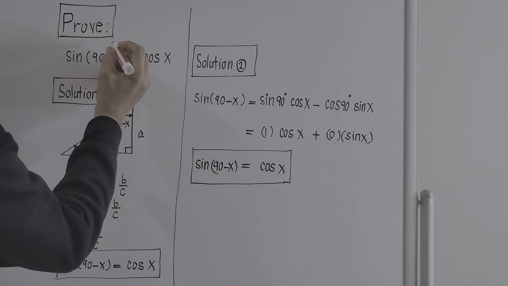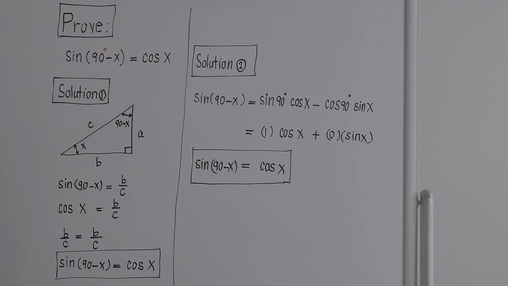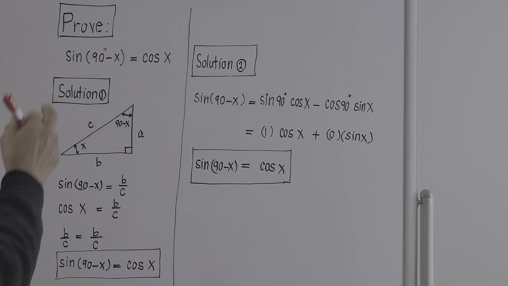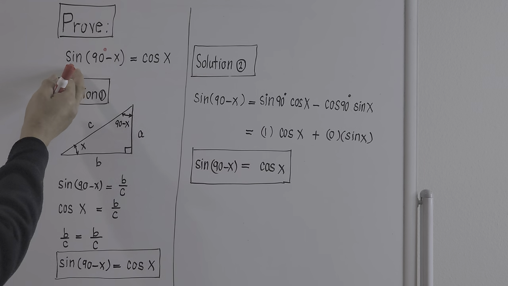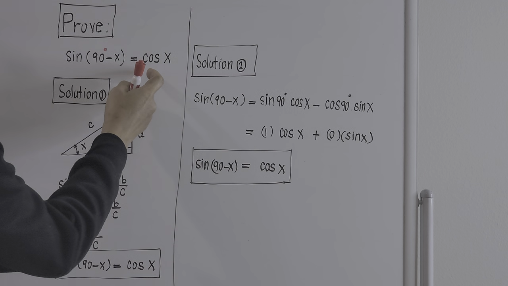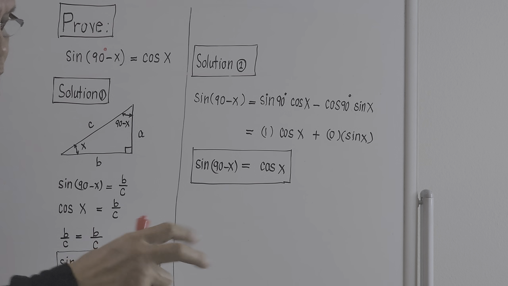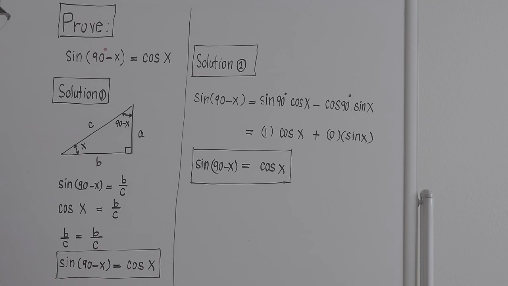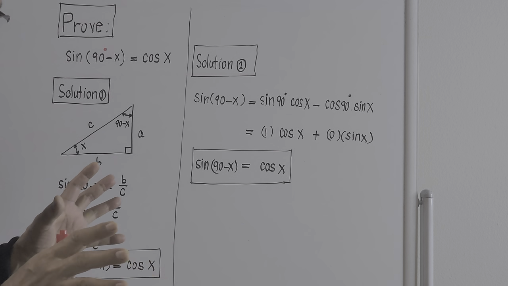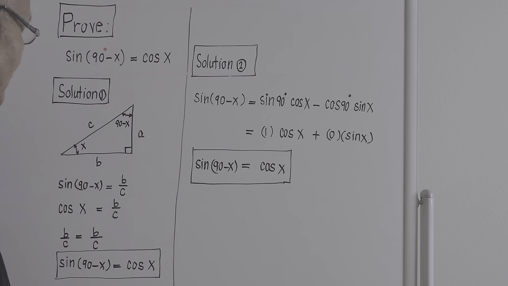This is 90 degrees. So we are to prove that the sine of the quantity 90 degrees minus x should be equal to cosine of x. I intend to bring this out under long video format, because the time duration for short videos is too small. The maximum is only around 1 minute. Let's bring out solution number one.